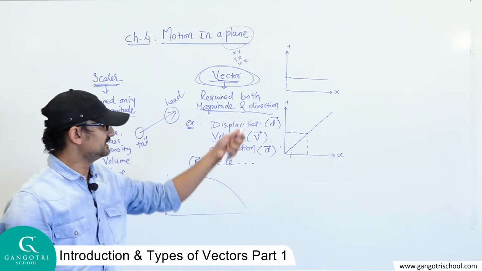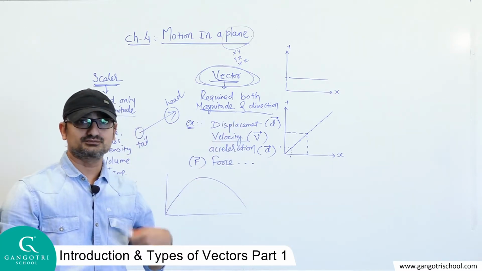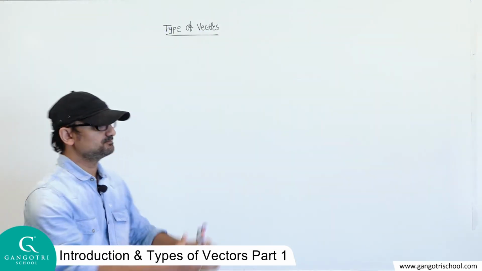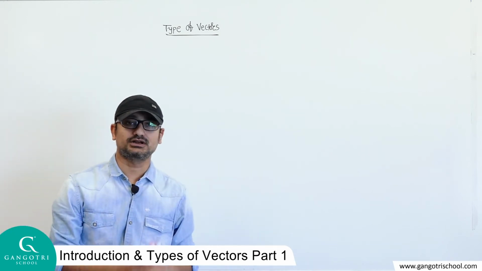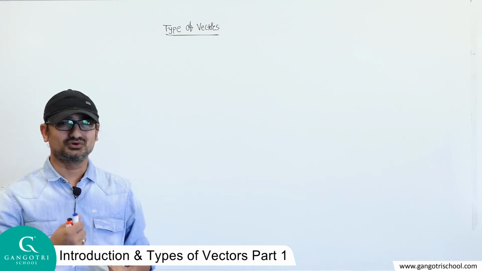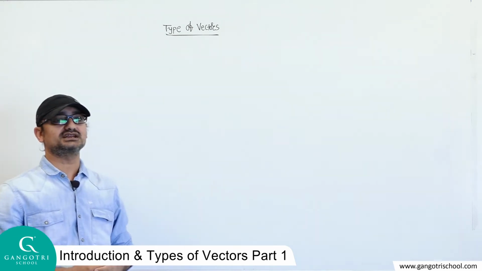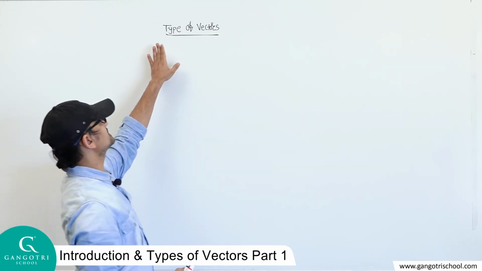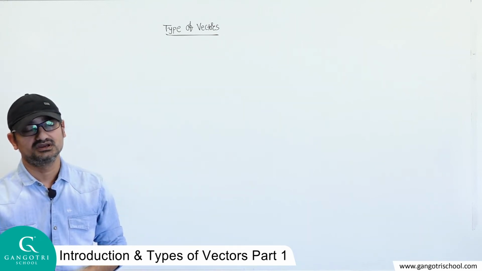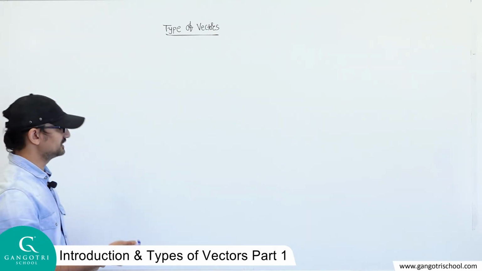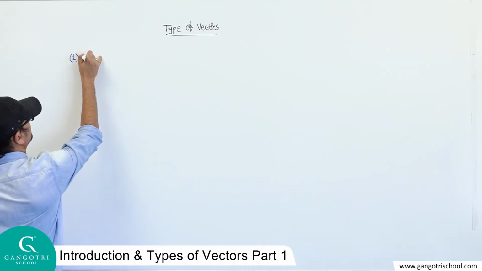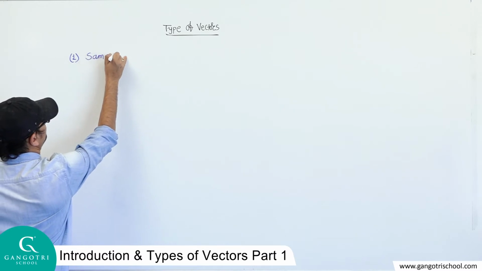Let's move forward in a deep way in this chapter. Let's start one very good topic of this chapter. So dear student, as I said earlier, chapter number 4, motion in a plane, is entirely based on vector quantities. So before moving forward, let's understand one more fundamental concept: how many types of vectors are available. Types of vectors. Type number 1: same vector.